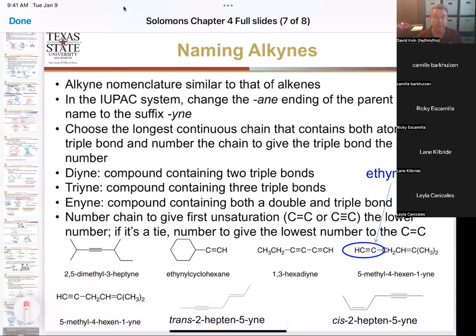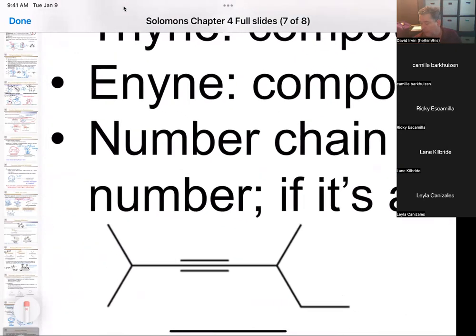Now, just like in double bonds, the triple bond has to be in your longest continuous chain, both carbons. And if you have more than one, it would be a diyne, triyne, tetrayne, etc. So it follows the same rules as the alkene. So let's look at a couple of these and look at this right here.